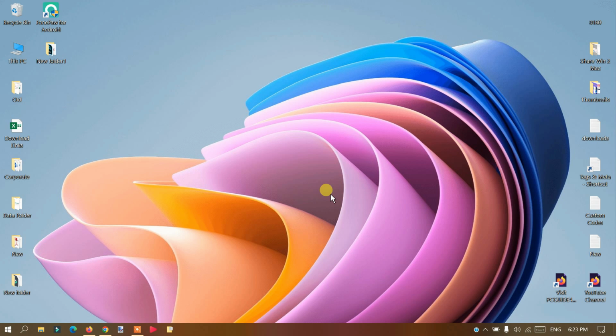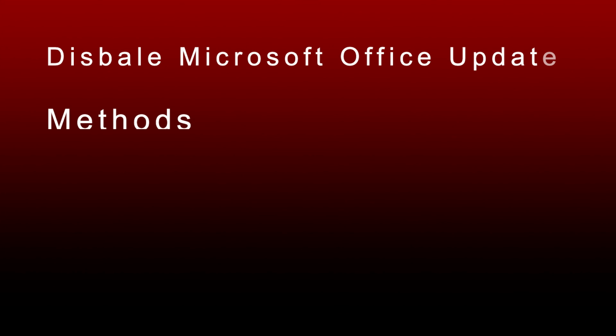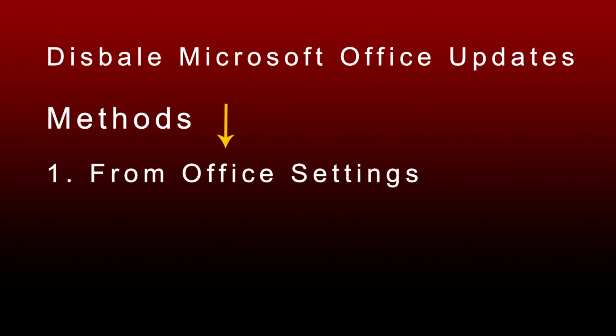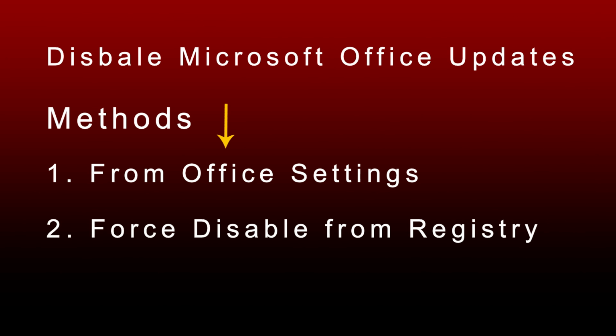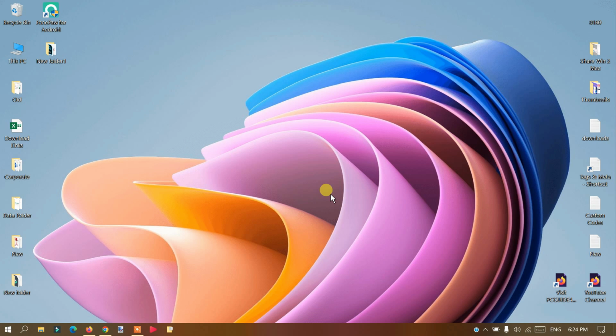In today's video I'm going to tell you how you can disable automatic updates of your Microsoft Office. There are certain ways, but I'm going to tell you two different ways. One is by using the Microsoft application itself, and in case it does not work for you, then you can go with the registry and force disable your automatic updates.